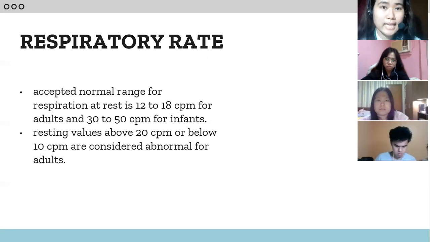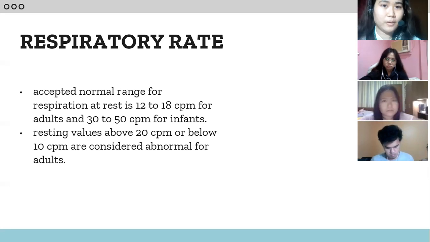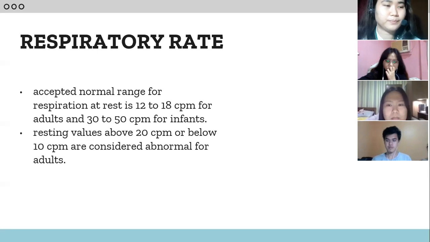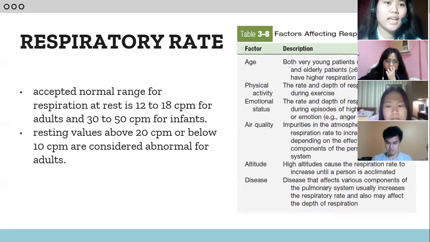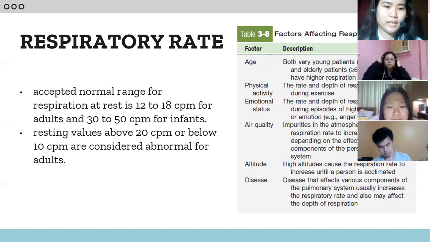Below 10 CPM is bradypnea. Please look up the correct term. As you can see on the right, these are the factors affecting your respiratory rate. It is affected if you are exercising, if you have too much activity, at high altitudes, or if you have diseases. Please read that in your Fairchild, table 3-8.